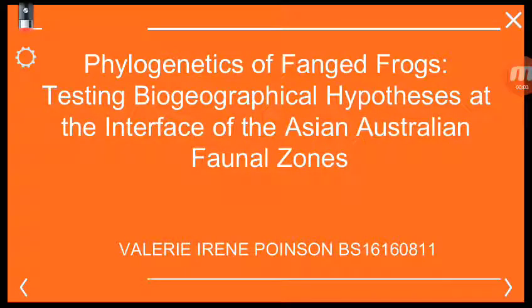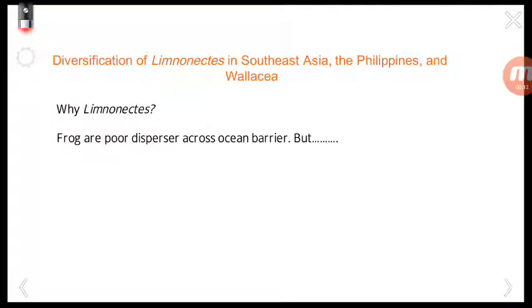Phylogenetics of fanged frogs, testing biogeographical hypotheses at the interface of the Asian-Australian faunal zone. This article describes the diversification of Limnonectes in Southeast Asia, especially the Philippines and Wallacea. Frogs have been known as poor dispersers across ocean barriers, but why is Limnonectes chosen?